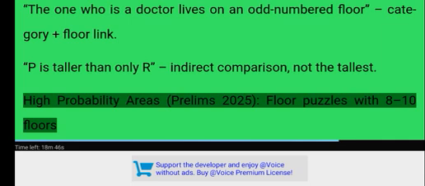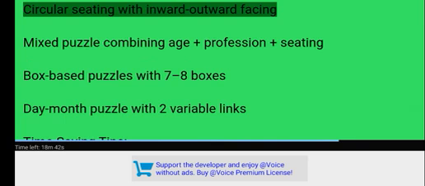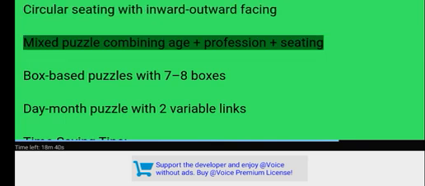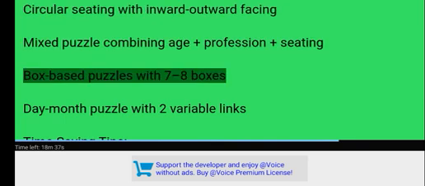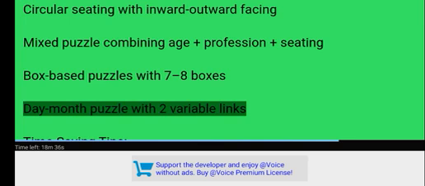High probability areas, prelims 2025: floor puzzles with 8 to 10 floors. Circular seating with inward-outward facing. Mixed puzzle combining age plus profession plus seating. Box-based puzzles with 7 to 8 boxes. Day-month puzzle with 2 variable links.